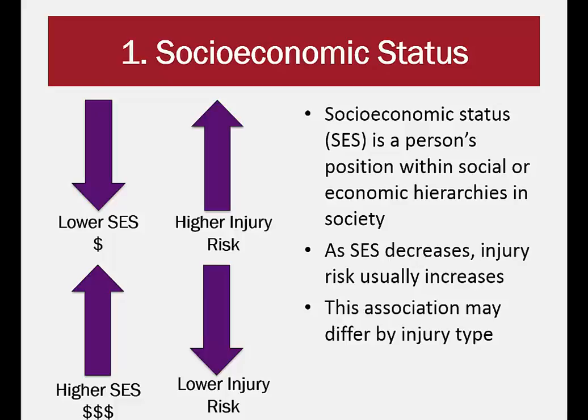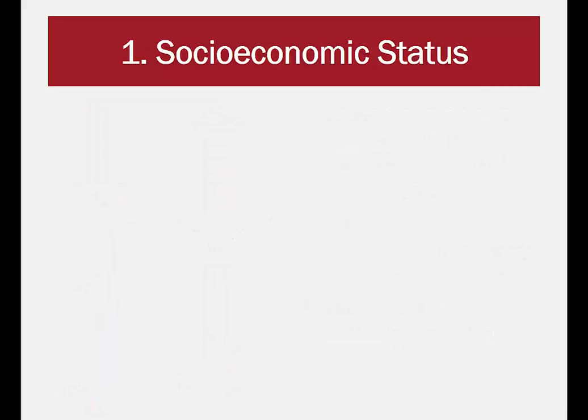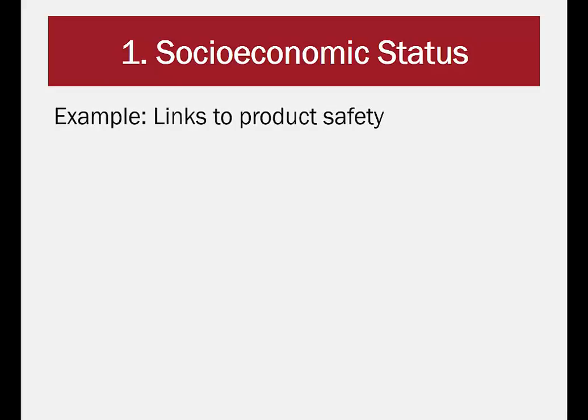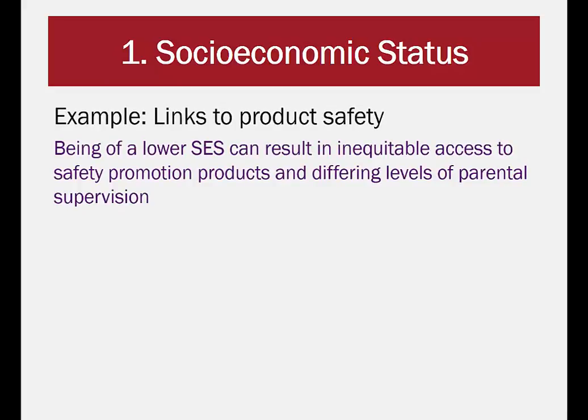promote health and safety. In Robin's story, we heard that her family could not afford to purchase certain products that can prevent injuries from occurring. This is a common risk factor associated with being from a lower socioeconomic status. Being of a lower SES can result in inequitable access to safety promotion products such as helmets for use with bicycles, off-road vehicles, and other recreational equipment.